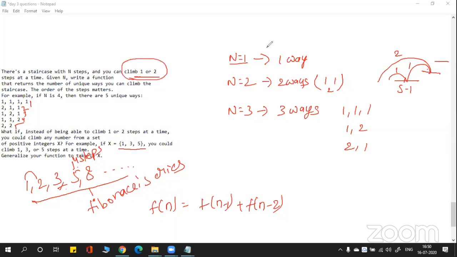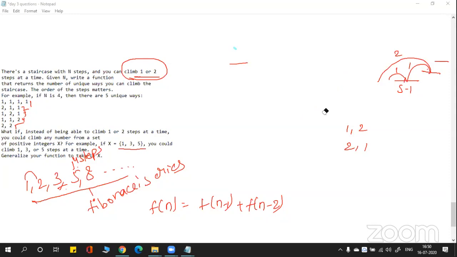Now tell me the condition for this question when the steps are 1 or 3 or 5. Send me in the chat box. What will be the condition? If there are only two options, either one step or two steps, why do I write f of n is equal to f of n minus 1 plus f of n minus 2? Because you can take either one step or two steps.